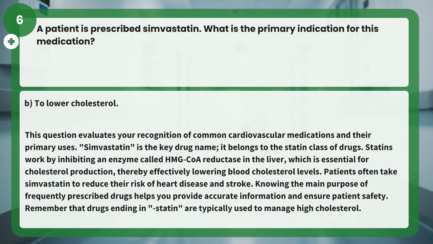Statins work by inhibiting an enzyme called HMG-CoA reductase in the liver, which is essential for cholesterol production, thereby effectively lowering blood cholesterol levels. Patients often take simvastatin to reduce their risk of heart disease and stroke. Knowing the main purpose of frequently prescribed drugs helps you provide accurate information and ensure patient safety. Remember that drugs ending in statin are typically used to manage high cholesterol.